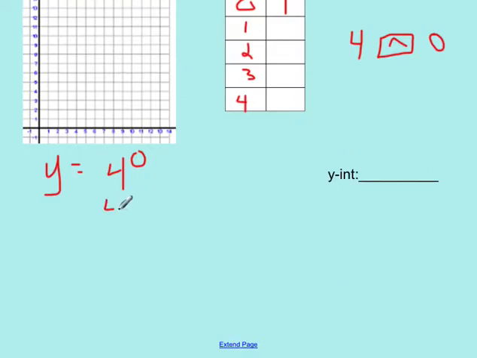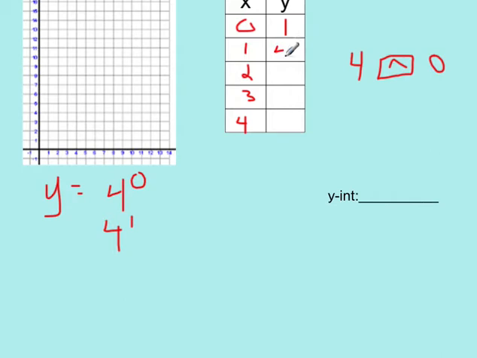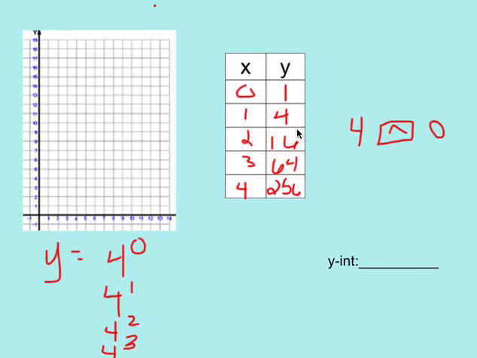Then I'm going to do 4 to the first power, and that's going to go in the next spot. Well, 4 to the first power is just 4. And then 4 squared, which is going to give me 16. 4 to the third power, which is going to give me 64. And 4 to the fourth power, which is going to give me 256. So now I can go ahead and plot these points.